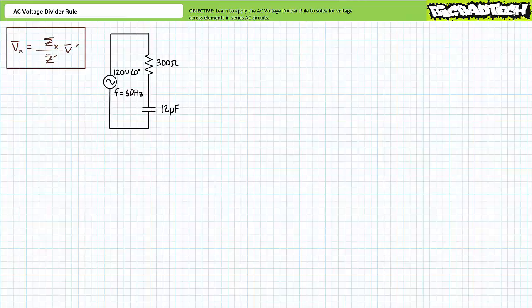Let's see if we can use the AC voltage divider rule to quickly and directly solve for the voltage across each element. The complex impedance of the 300 ohm resistor is 300 ohms at an angle of 0 degrees. Let's call this impedance Z1. The complex impedance of the 12 microfarad capacitor at an excitation frequency of 60 Hz would be 221 ohms at an angle of -90 degrees. Let's call this impedance Z2.